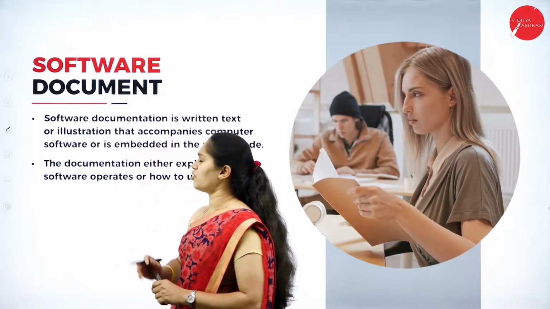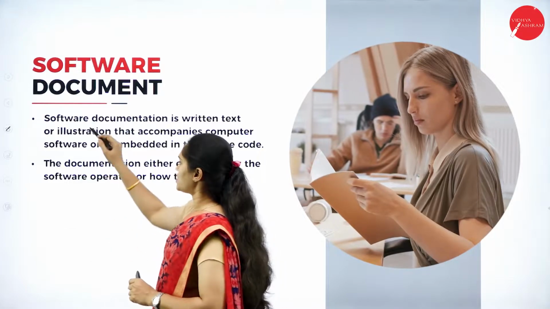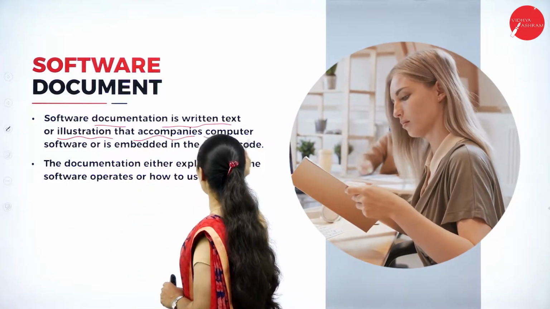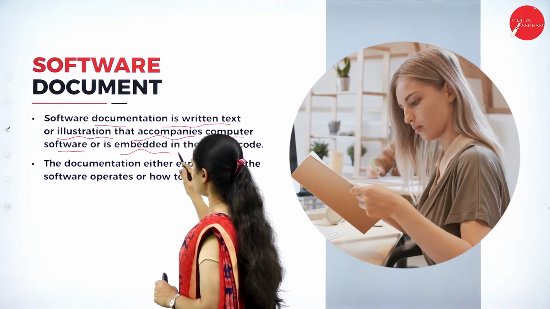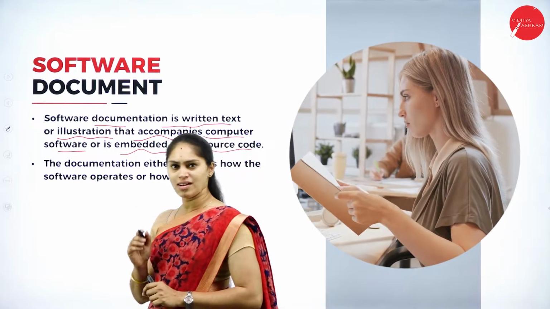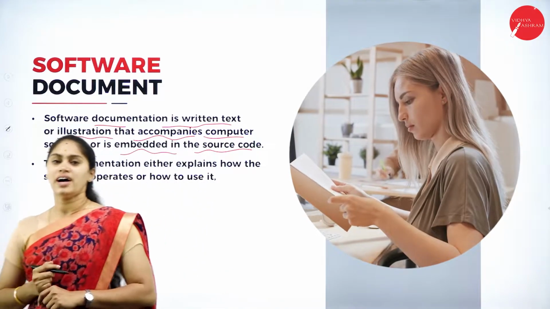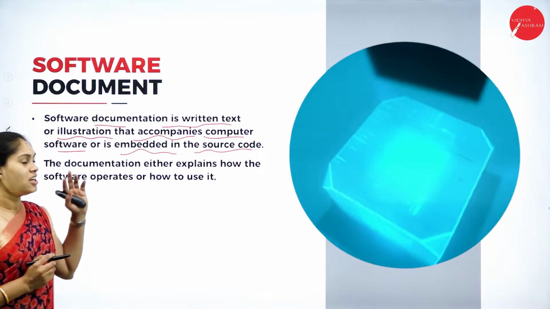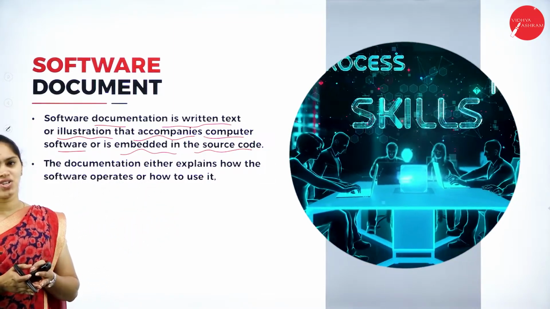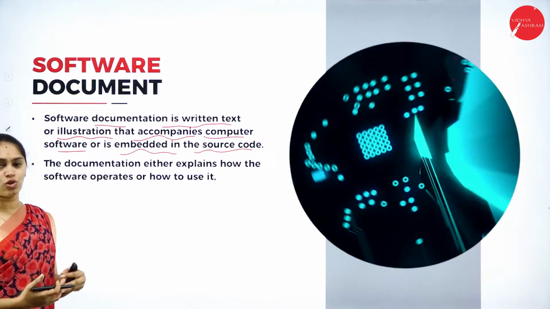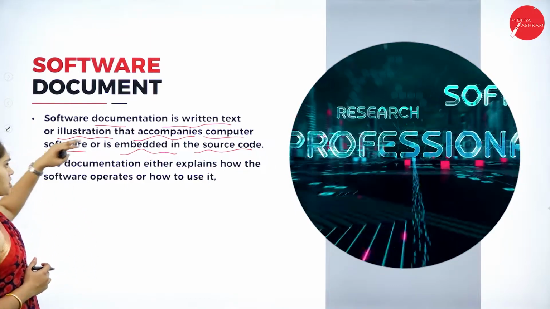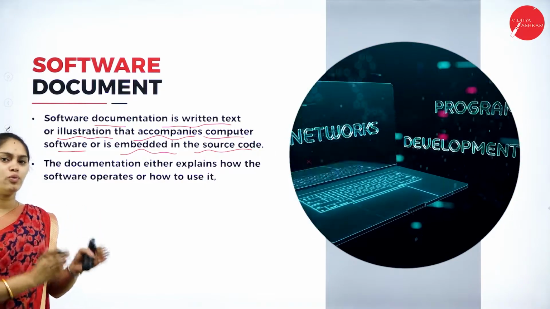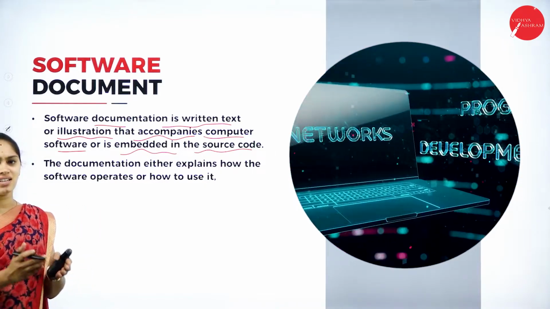Then what do we mean by software document here? Software documentation is written text or illustration that accompanies computer software or is embedded in the source code. Already you know about the source code. The code or programming which has been written by the programmer is considered source code. So in the documentation, we are going to have source code along with text, or it will have the complete computer software code within it. So we are having that as a document.